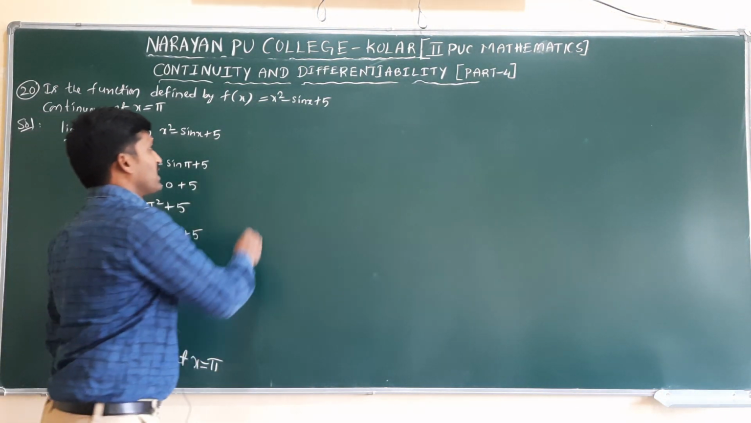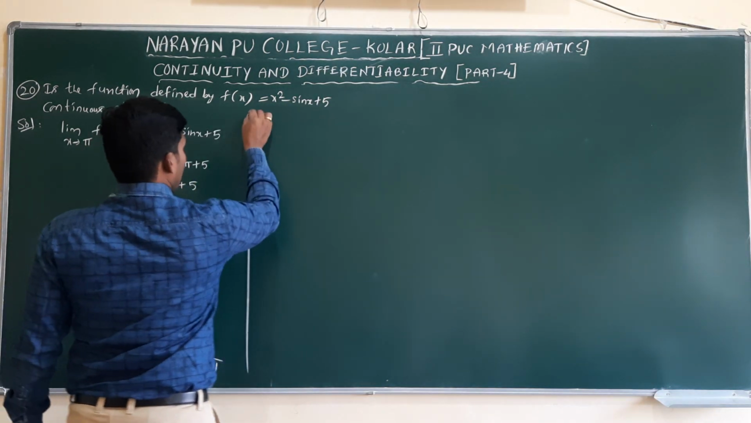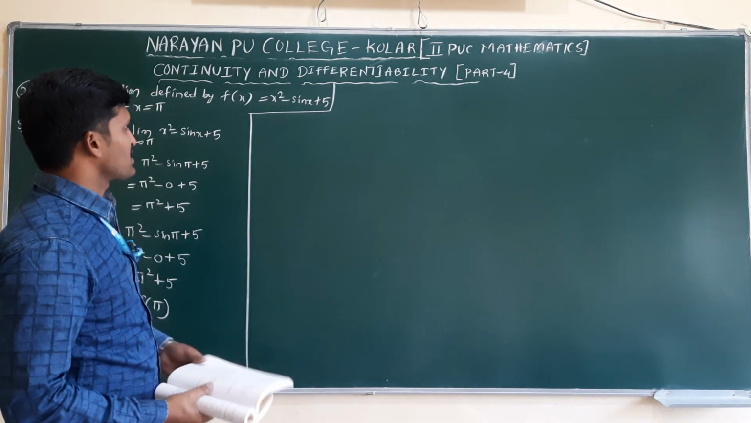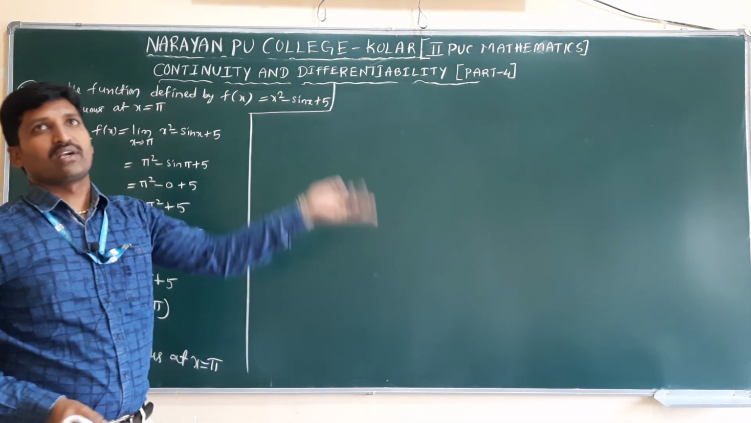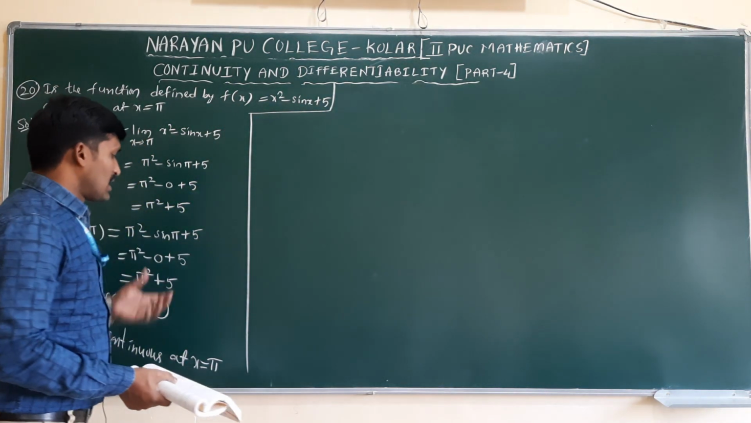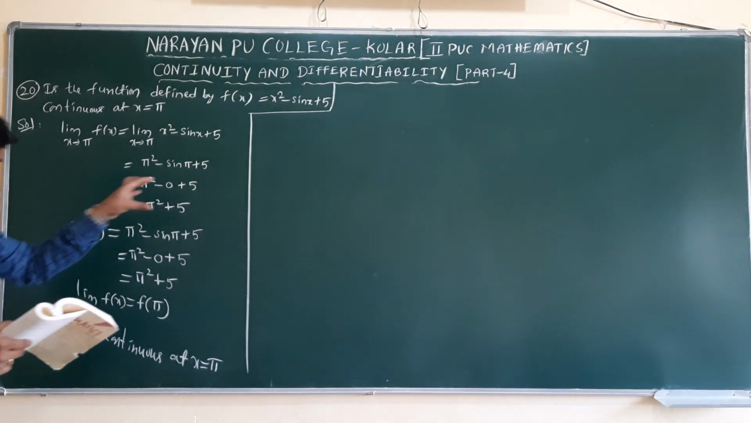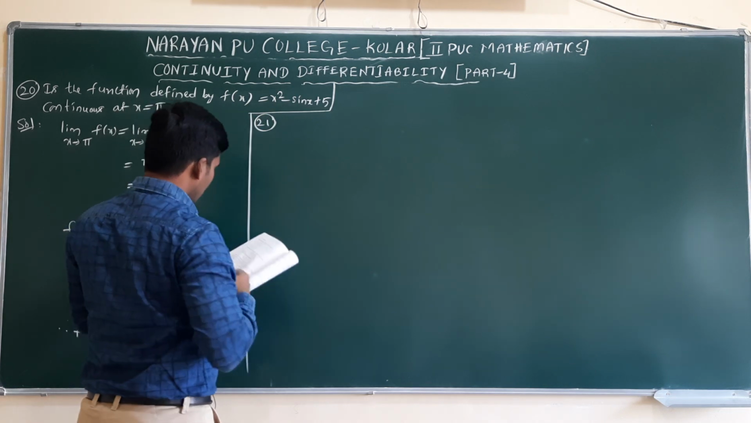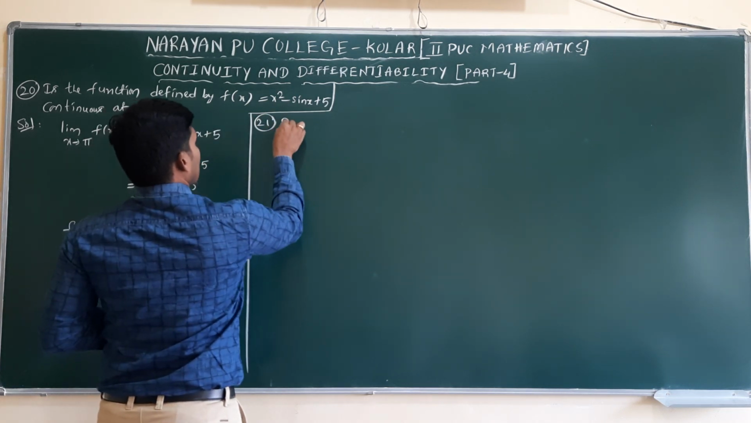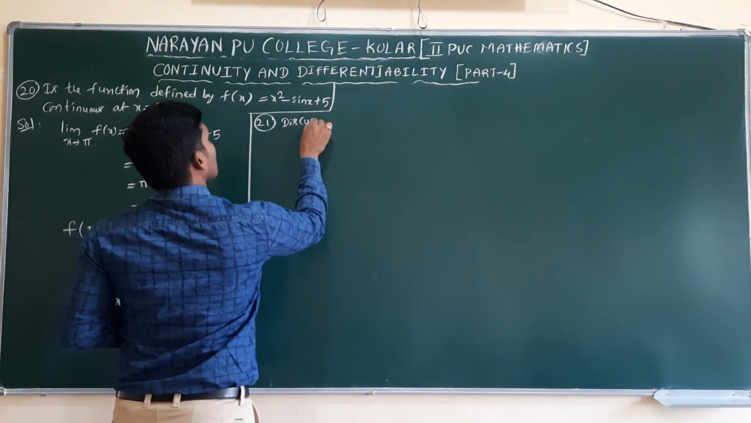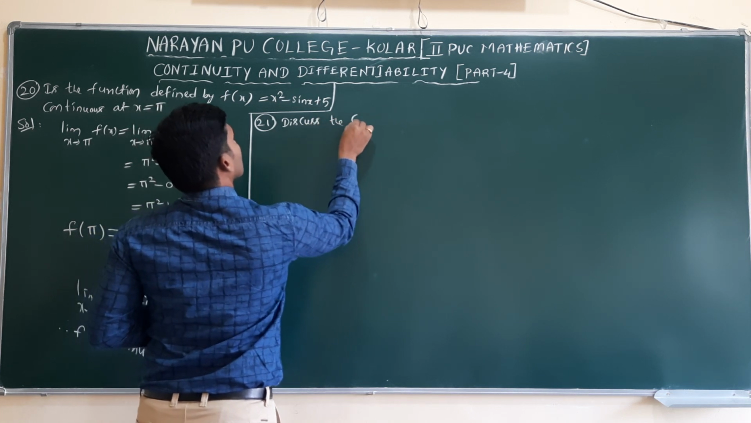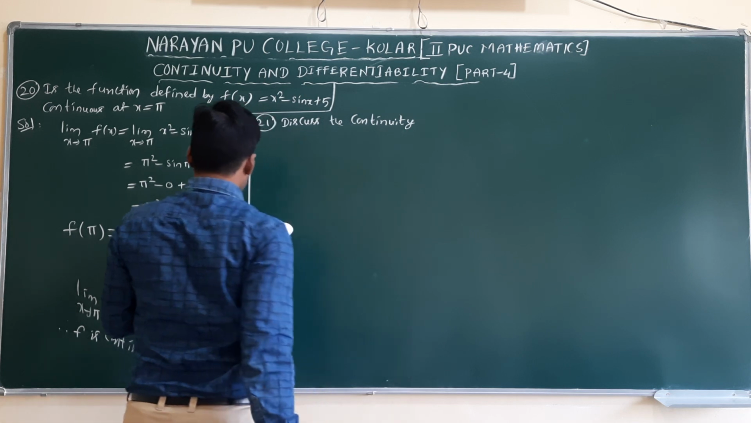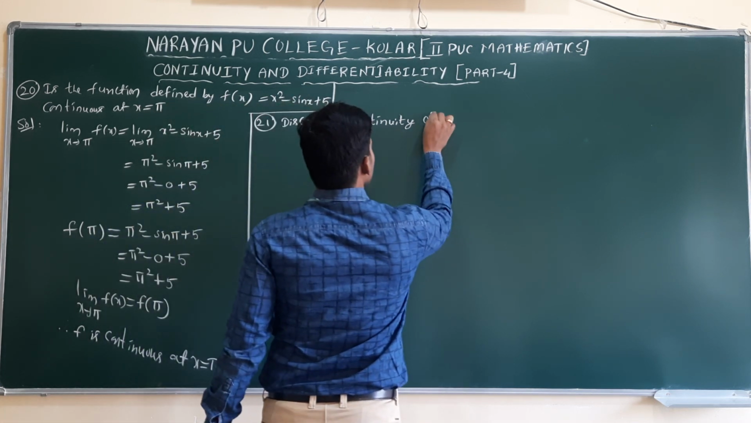at x equal to pi. Individually also we can identify, because x square is a continuous function, sin x is a continuous function, 5 is a constant, that is also a continuous function. Like that also we can identify whether the overall function is continuous or not. Next, question number 21. Discuss the continuity of the following functions.